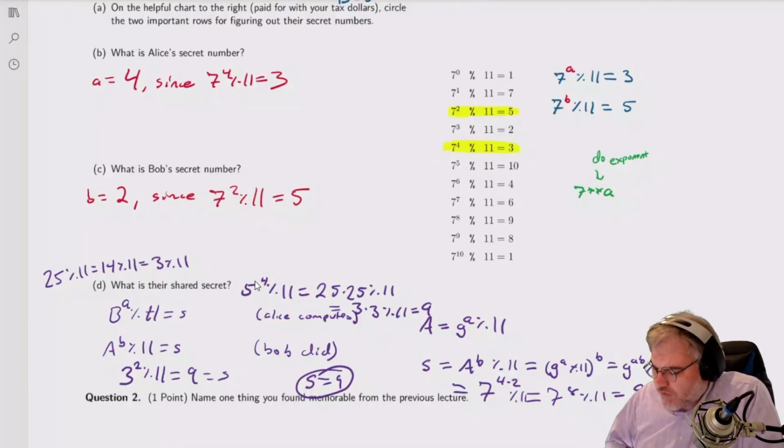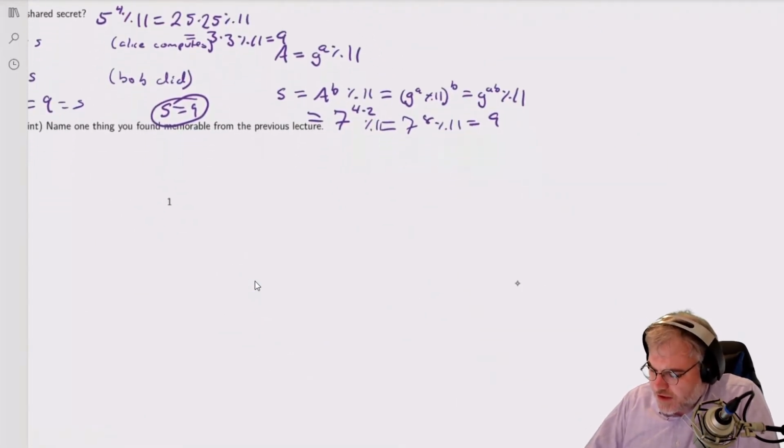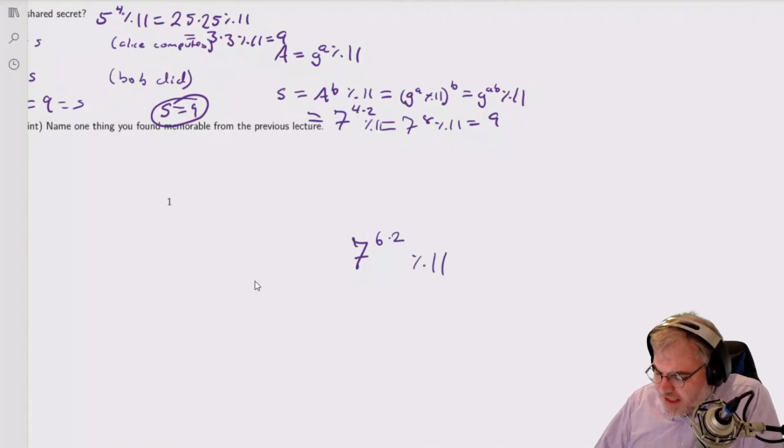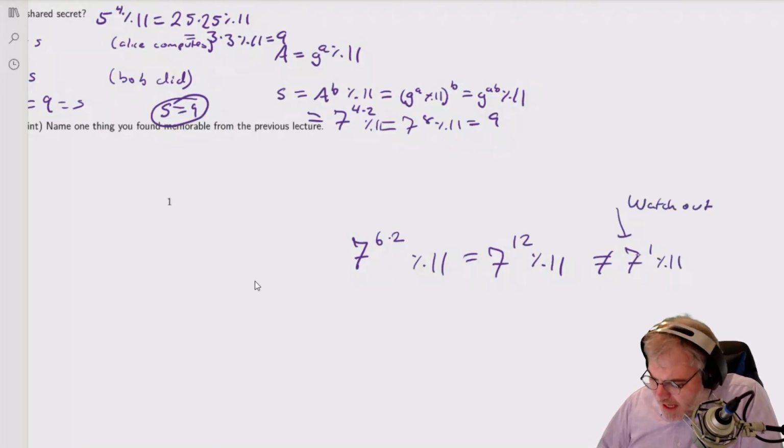The exponents don't work the same way that addition and multiplication does, okay? So if your question was 7 to the 6 times 2, mod 11, that's not the same as 7 to the 1 mod 11. It's not the case that this is 7 to the 1. That's not equal. You can't mod the exponent.